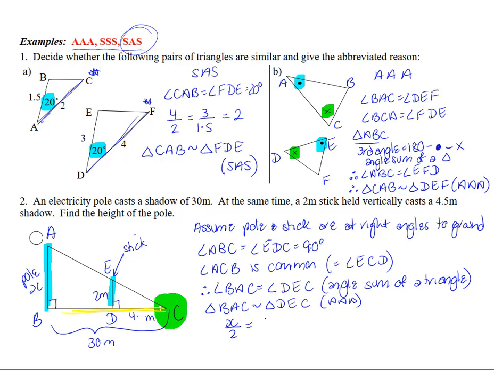So that's going to be 30 over the length of my smaller one, which is 4. Times both sides by 2. So x is going to be 30 divided by 4 times by 2, and that is equal to 15. And it's going to be meters. So therefore, the pole, I was going to say that'd be a really long stick. The pole is 15 meters long.